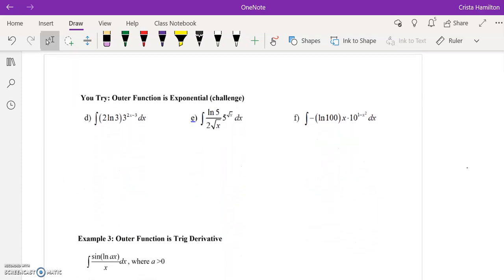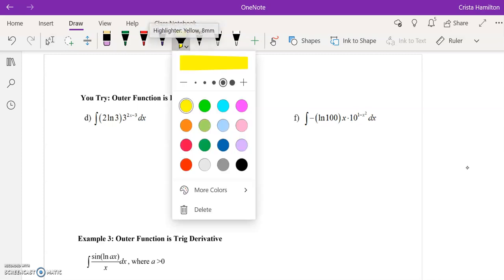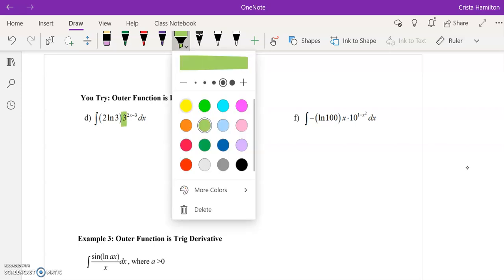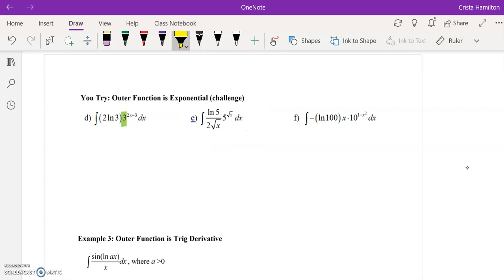Now, looking at these, I'm going to do one of these challenge problems for you. That's just because I want to remind you that when we're looking at this, our outer function is going to be the base 3 exponential. Our inner function is going to be the input to that exponential.